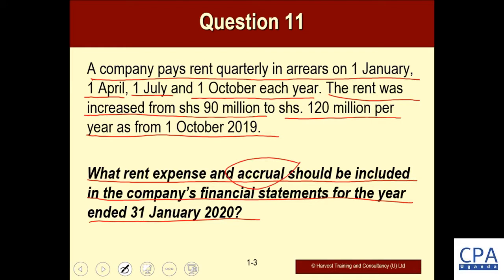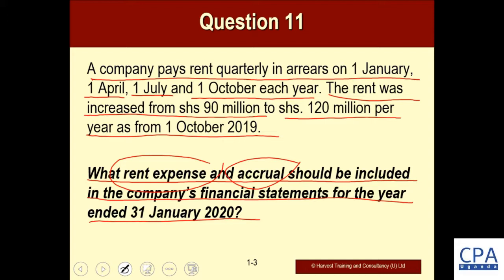So what is the accounting treatment here? Accruals are supposed to be indicated in the statement of financial position as current liabilities, whereas the rent recognized in the statement of profit or loss must include both the cash paid to settle that obligation and any portion of that expense that remains unpaid at the end of the financial year. So we have to include both the cash paid and the accrual in the expenditure that's going to be indicated in the statement of profit or loss.